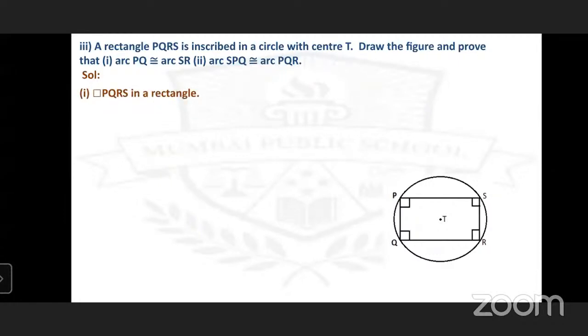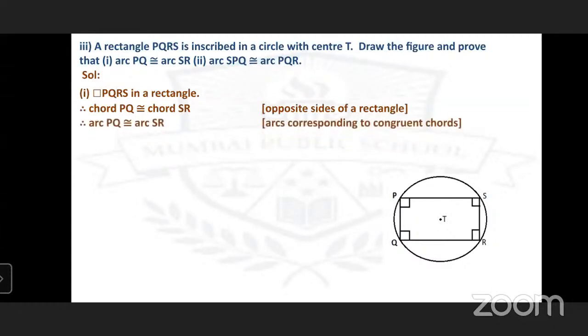Now solution. First, quadrilateral PQRS is a rectangle, right? So if it is a rectangle, then opposite sides of a rectangle are congruent. So we write chord PQ is congruent to SR. See in the figure, PQ is congruent to SR. So if PQ is congruent to SR, that means arc PQ and arc SR are also equal, because arcs corresponding to congruent chords are also congruent.